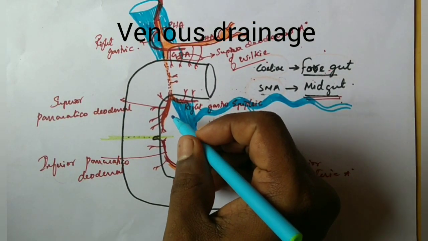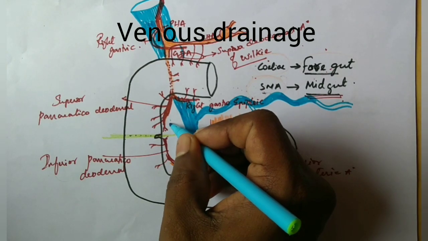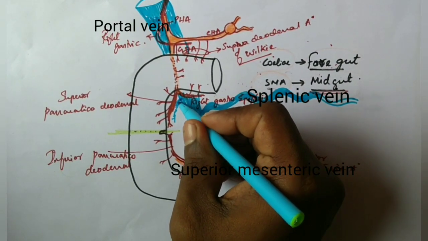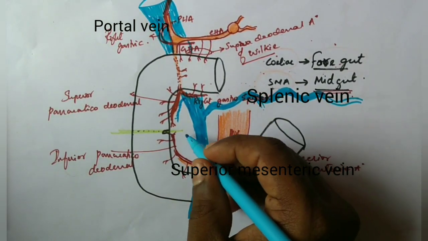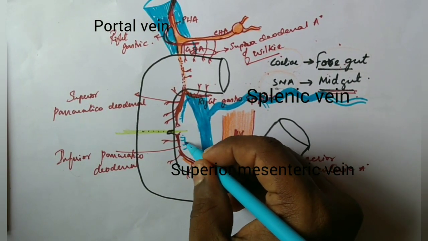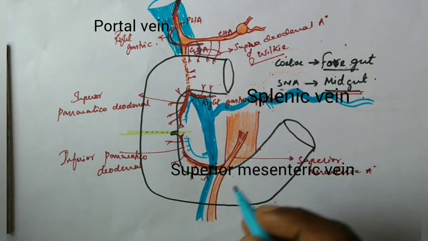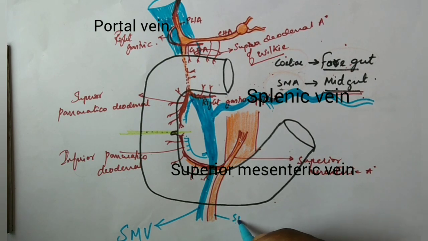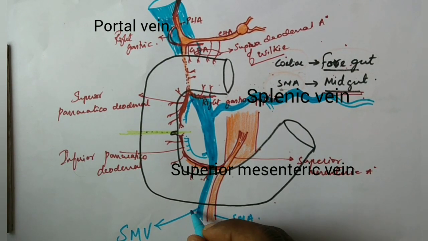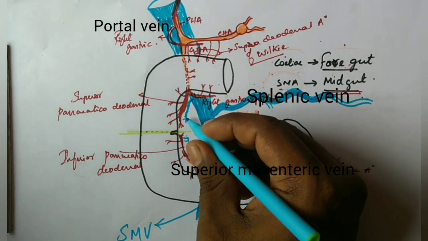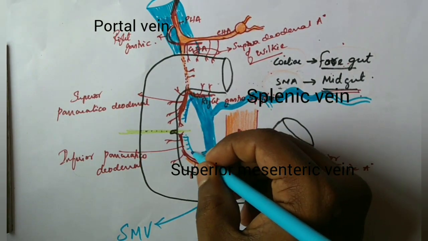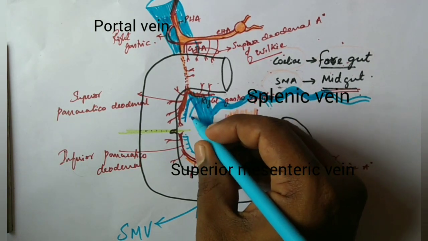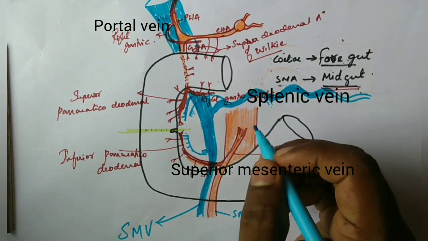If you see the venous drainage, the veins arising from the duodenum will drain either directly into the portal vein, or into the superior mesenteric vein, or into the splenic vein. This is the superior mesenteric vein, and this is the superior mesenteric artery.